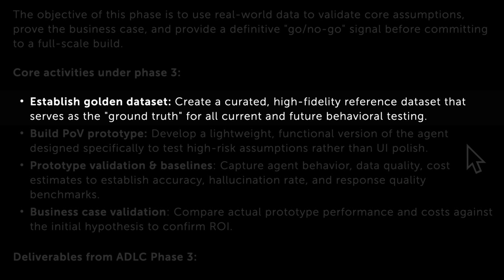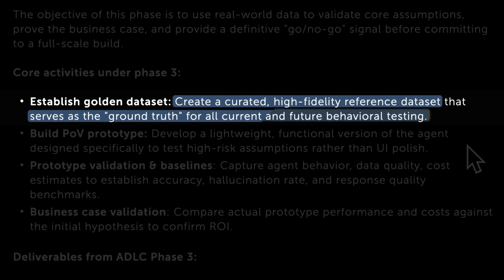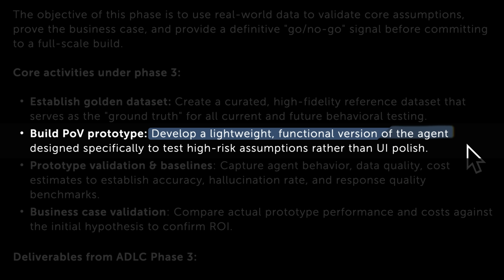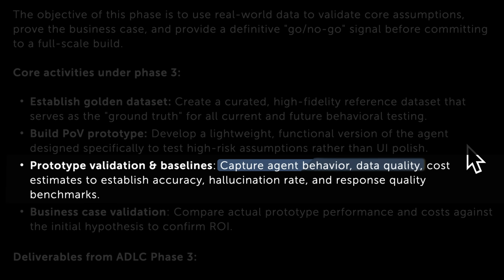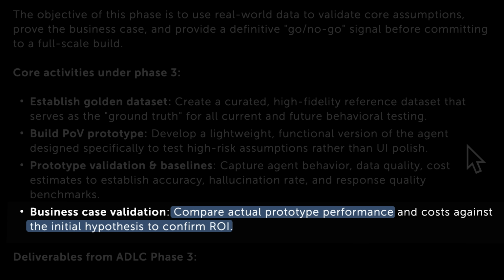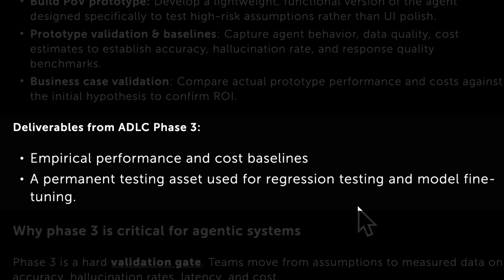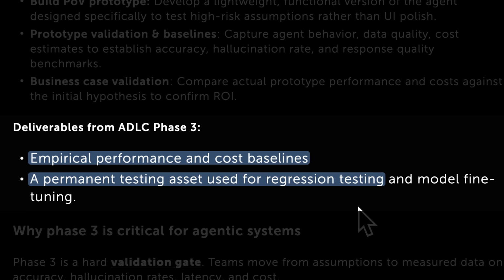So the core activities here include preparing the dataset or ground truth for behavioral testing, building prototypes so you can test the high-risk assumptions you documented previously, and validating data quality, hallucination rate, accuracy, response quality, and benchmarks. You also revisit the initial hypothesis to determine whether it will provide a return on investment. The deliverables are properly measured performance and cost baselines, along with the ground truth document mentioned earlier, which acts as a testing asset for regression testing and model fine-tuning.